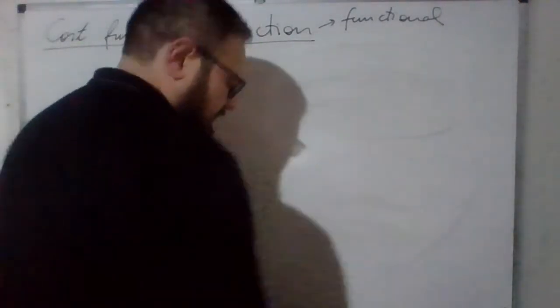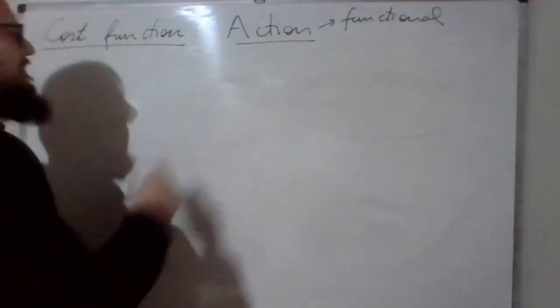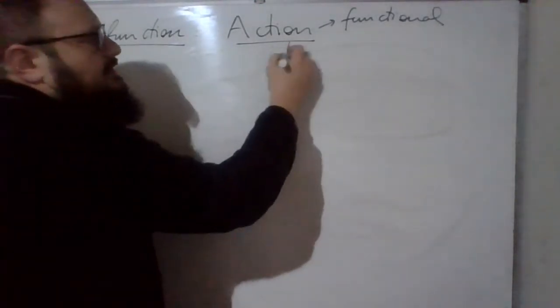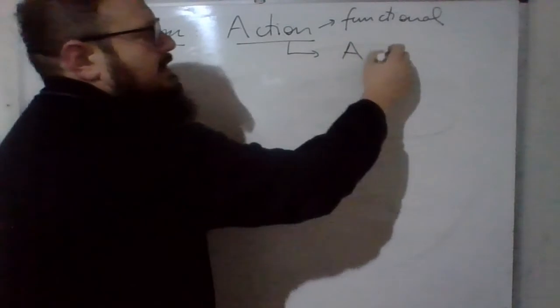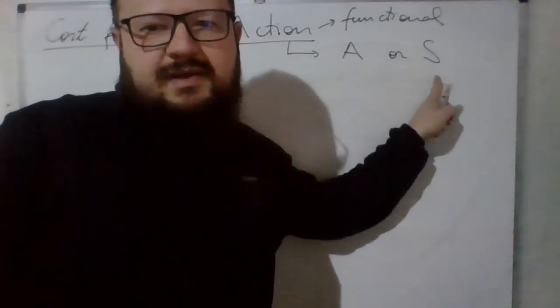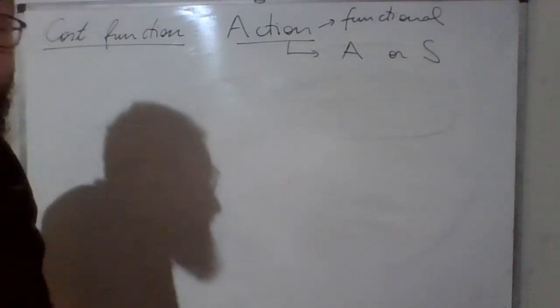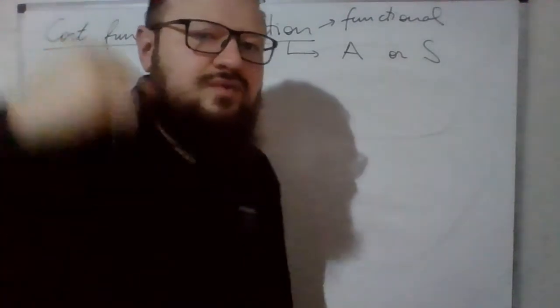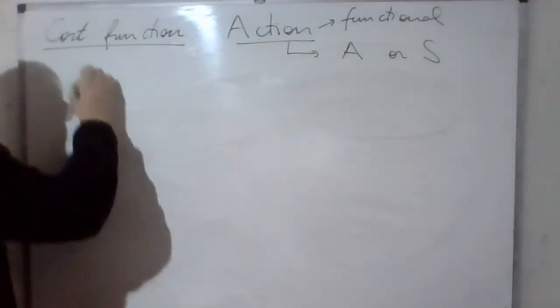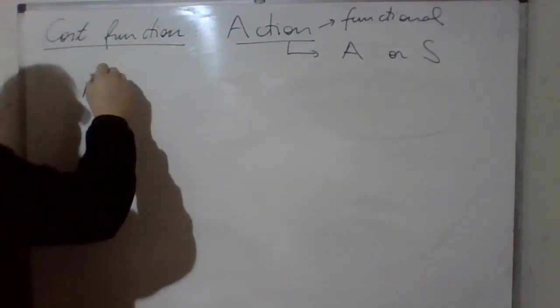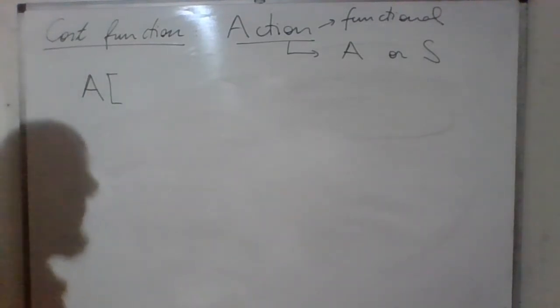But the action in physics is written this way. Usually the symbol for that is A or S, the capital A or the capital S, right? I'll use A here to remember action and to make it more closely related to our analogy. So A, which is our action, can depend on some function.